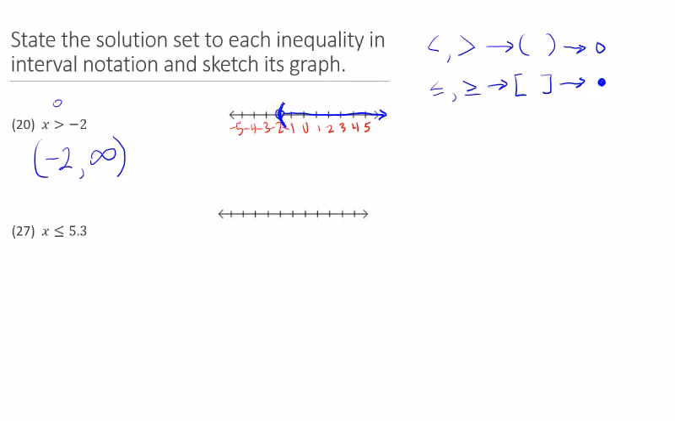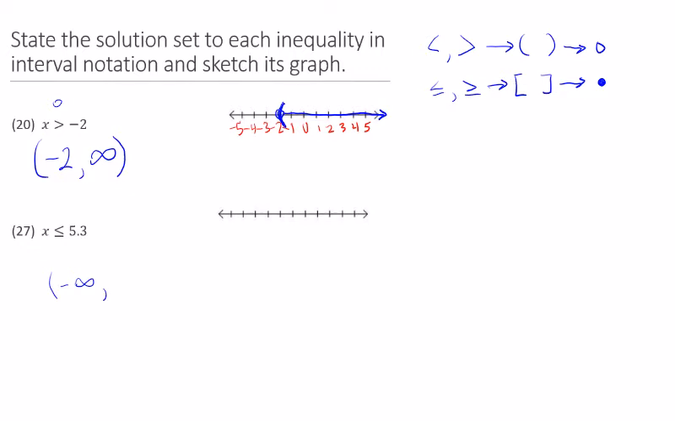So for 27, x is less than or equal to 5/3. So when we're talking about interval notation, x is less than, right? So that means it's going to go all the way down to -infinity. It can be anything less than. So that goes, anything less than 5/3, including 0, 4, 3. All those are less than. All the negative numbers, right?